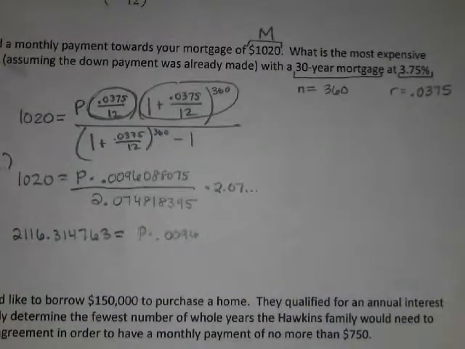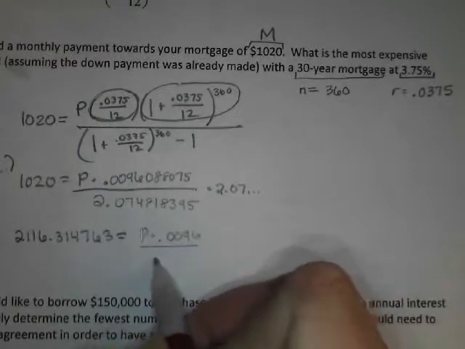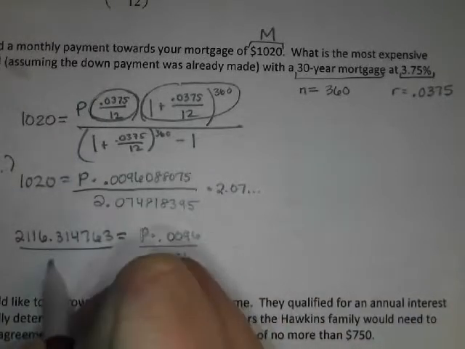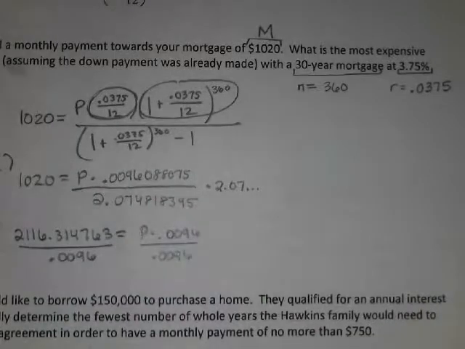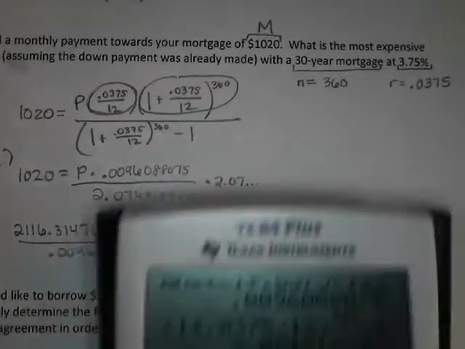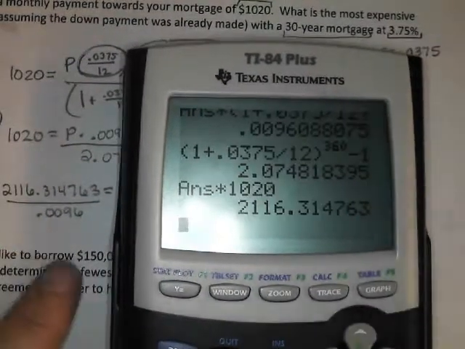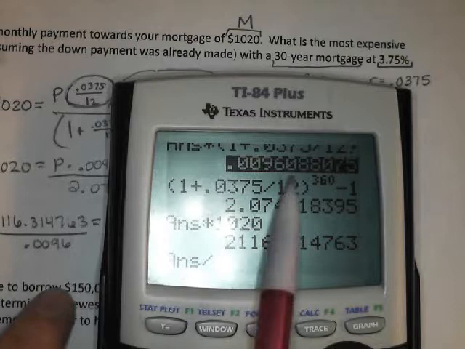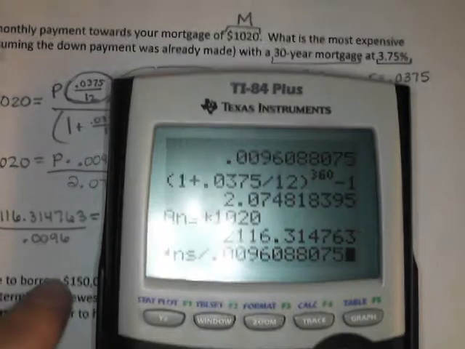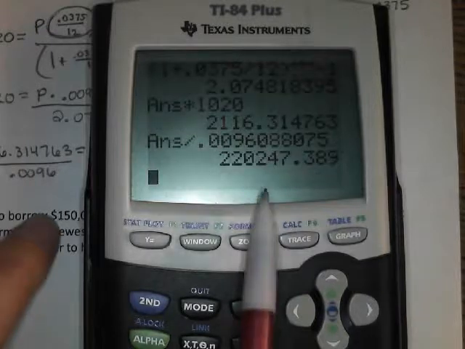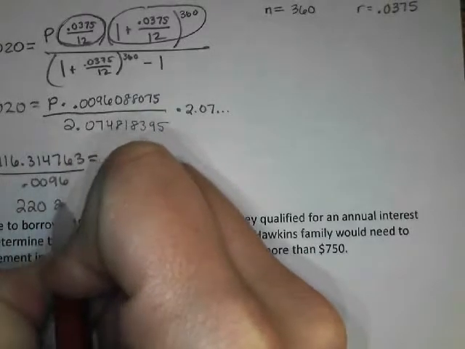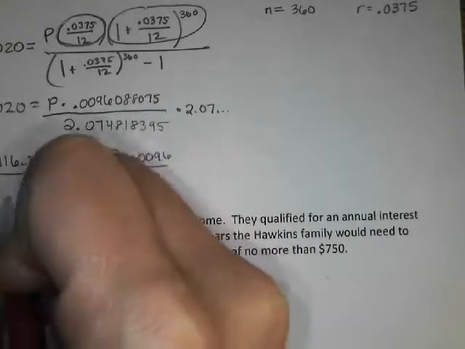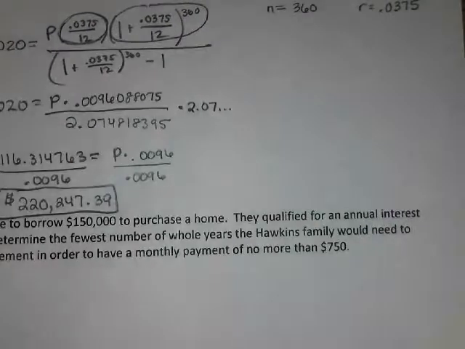And then I'm going to divide by that .0096 number. Keeping in mind that even though I'm chopping it off to write it, when I go to my calculator, I'm going to divide that previous number, 2116, by, and I can go right back up and select that .0096 number and bring it right down. And then hit enter, and I get 220,247.39. Now that I will round to the nearest penny. That is the most expensive house I can afford.